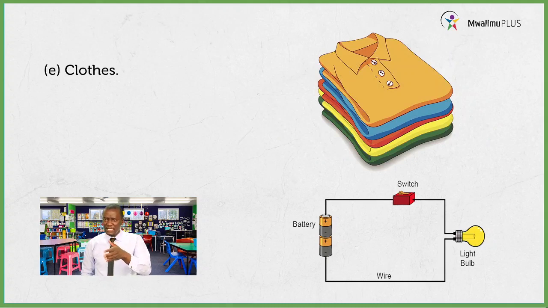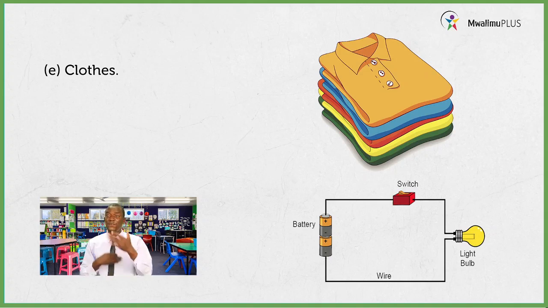Let us look at the final one, that is cloth. If you put the one piece of cloth there, you take one cloth, put there, connect it to the wire, you remove the switch, the same thing will happen. That bulb still will not produce light because cloths are also bad conductors of electricity.